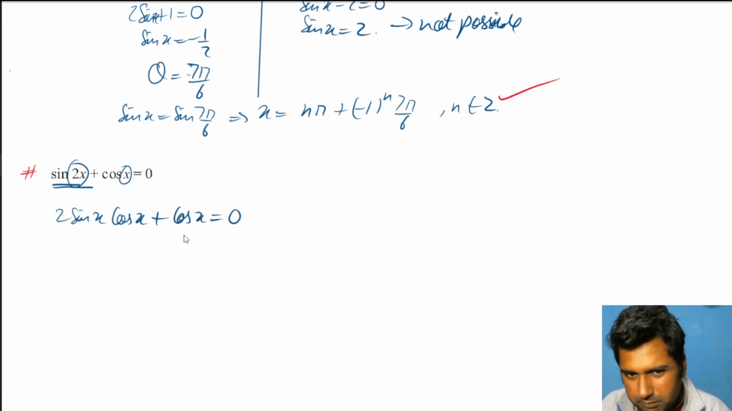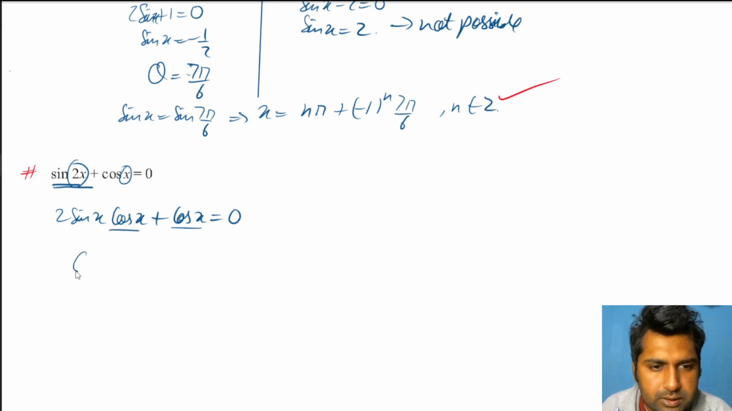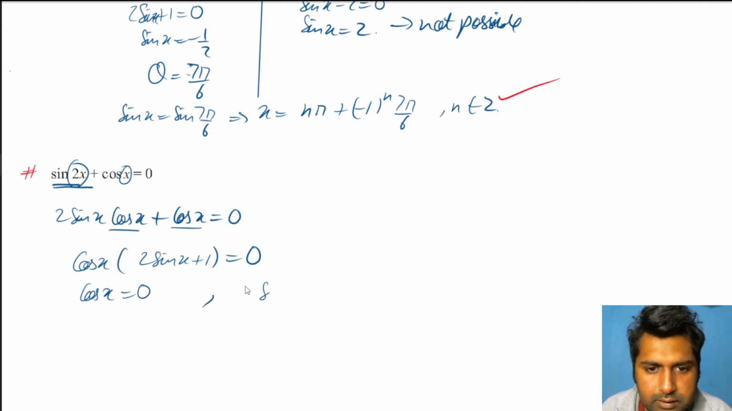Now what is the benefit here? I can see that cos x is common in both the expressions. Take cos x common, you'll get 2 sine x plus 1 equal to 0. So that gives you two solutions, through cos x equal to 0 and through 2 sine x plus 1 equal to 0. That gives sine x is equal to minus 1 by 2.